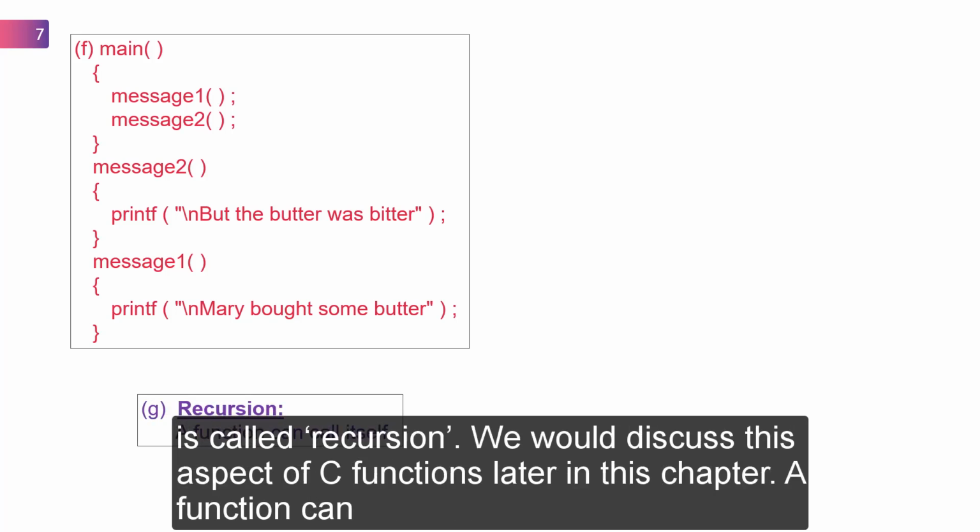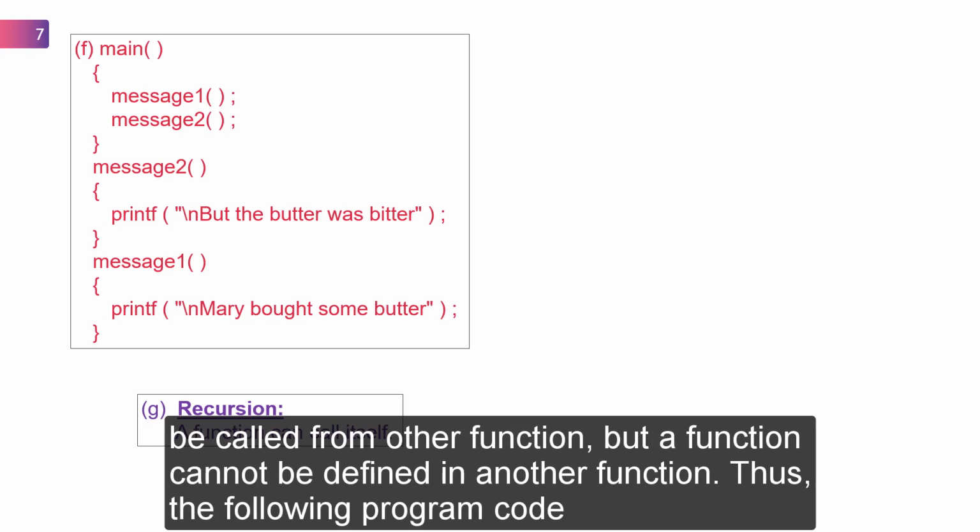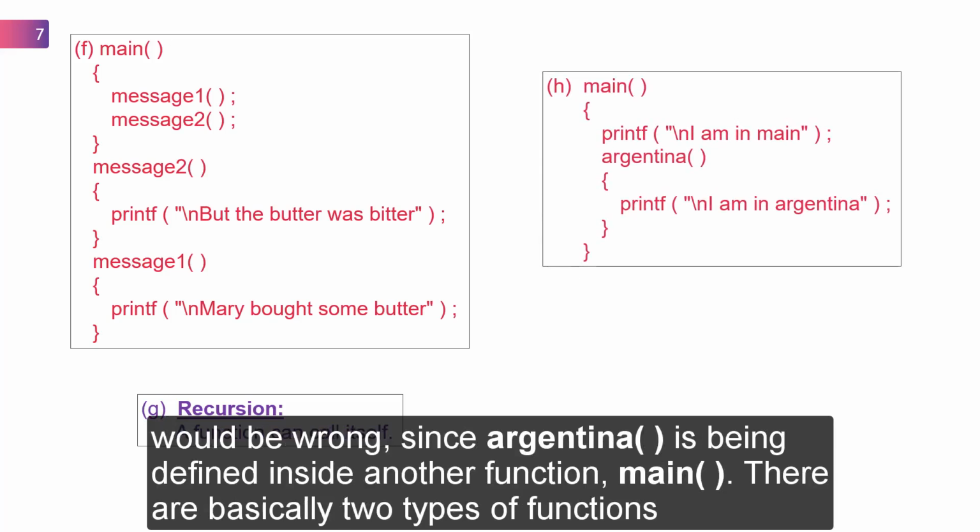Such a process is called recursion. We would discuss this aspect of C functions later in the class. A function can be called from another function, but a function cannot be defined in another function. Thus, the following program code would be wrong since Argentina is being defined inside another function, main.